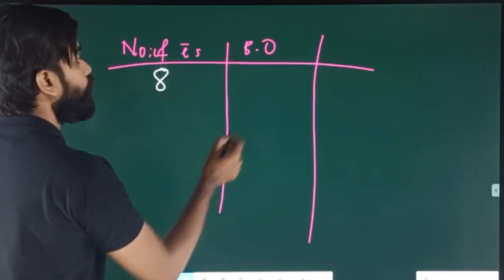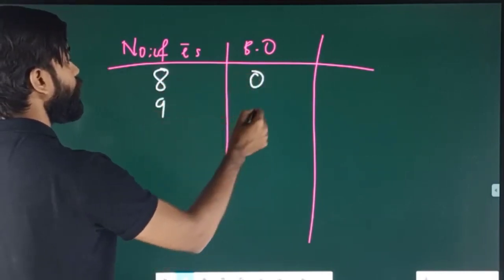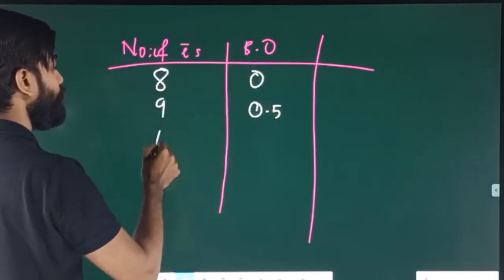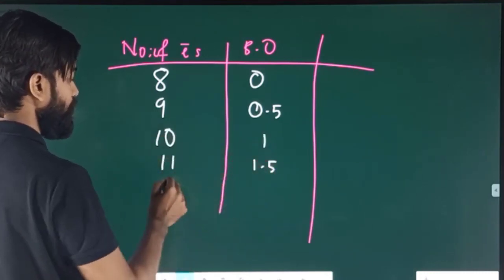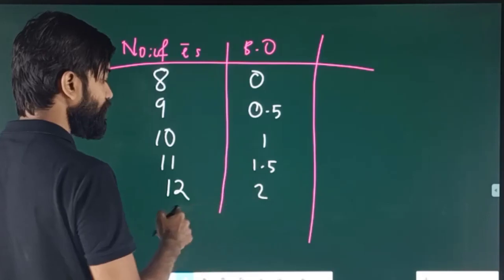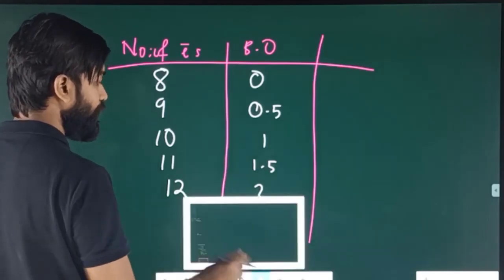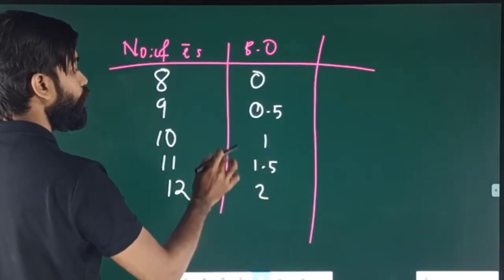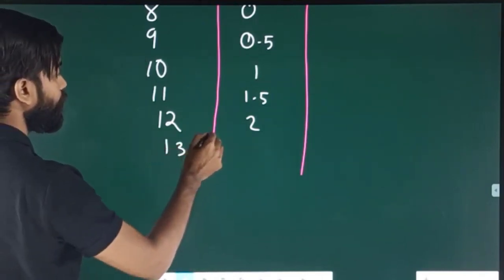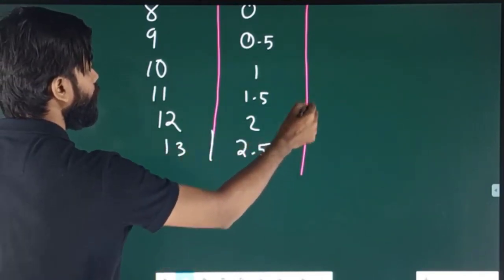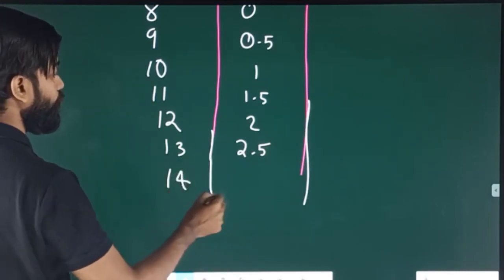If 8 electrons, the bond order is 0. If 9 electrons, the bond order is 0.5. If 10 electrons, the bond order is 1. If 11 electrons, 1.5. If 12 electrons, the bond order is 2. It is clear. Your carbon has bond order 2, right? And your boron has bond order 1. If 13 electrons, the bond order is 2.5. If 14 electrons, the bond order is 3.